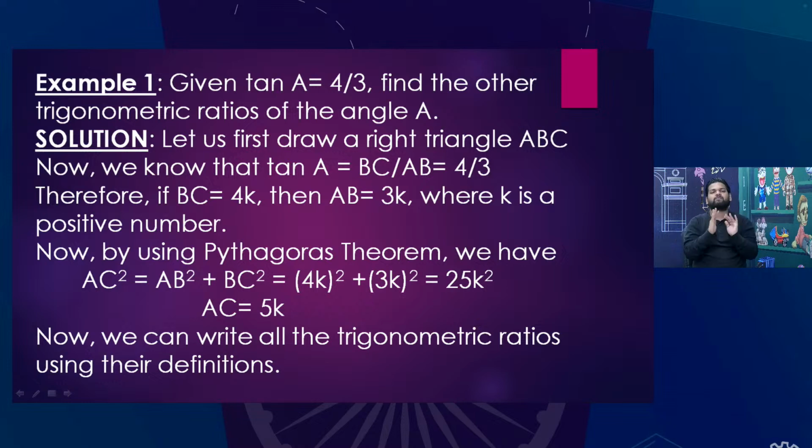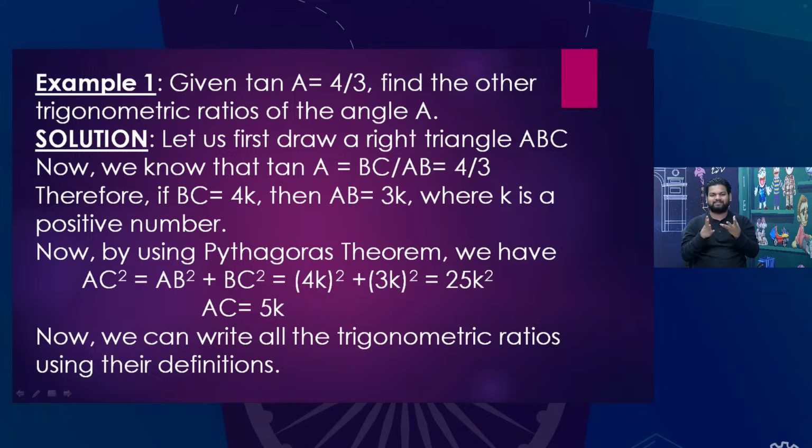So now with the help of this, let us do one question here. We have here given tan A is equal to 4 upon 3, find the other trigonometric ratios of the angle A. Let us first draw a right triangle ABC. We know that tan A is what? Perpendicular upon base, that is BC upon AB, that is 4 upon 3. Therefore, BC is equal to 4K and AB will be 3K, where K is a positive number.